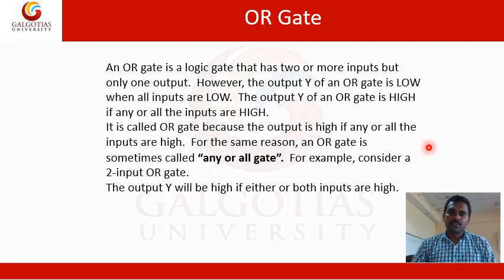We start with the first fundamental logic gate, which is the OR gate. An OR gate is a logic gate that has two or more inputs but only one output. The output of an OR gate is low when all inputs are low, and the output of an OR gate is high if any or all of the inputs are high. So that's why the OR gate is also called the any or all gate.